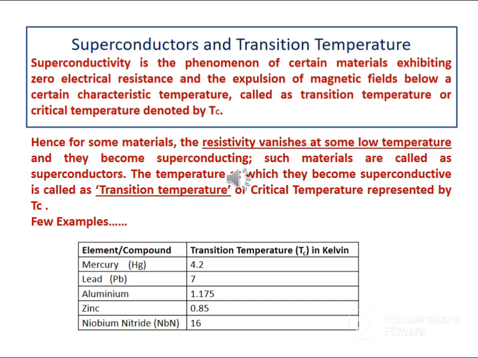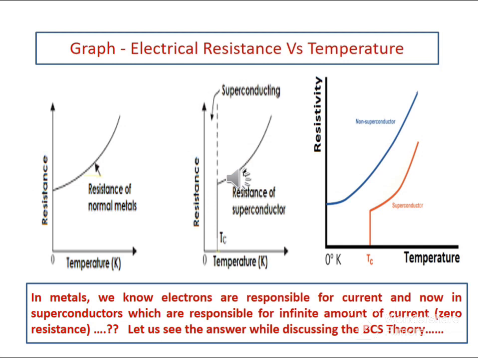In the table below, I have given some examples of superconductors: mercury, lead, aluminium, zinc and niobium nitride, whose transition temperatures are respectively 4.27, 1.175, 0.85, and for niobium nitride it is a little bit higher, 16. All the temperatures are given in Kelvin. From this table, we infer that the temperature we have to maintain is very, very low, because our room temperature is after all 27 to 30 degrees centigrade, whereas this is nearer to 0 Kelvin, which is minus 273 degrees centigrade. So we can realize how cold we have to keep the temperature if we want to make a superconducting material.